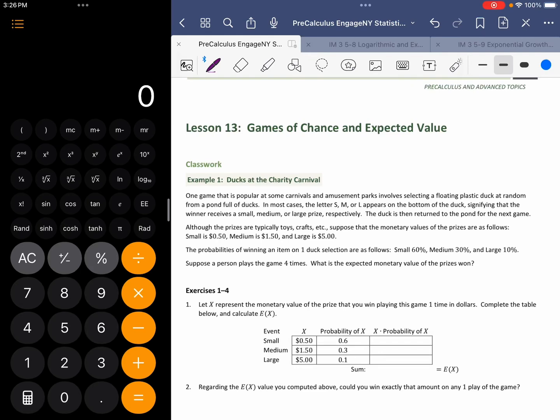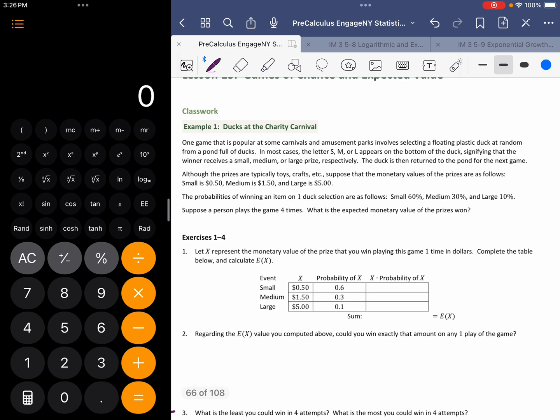All right, folks, we are on lesson 13 of our pre-calculus statistics unit. So let's get going. Example 1, ducks at the charity carnival.